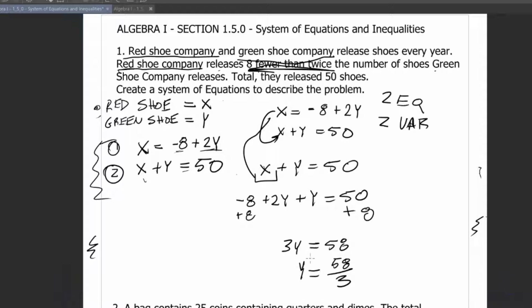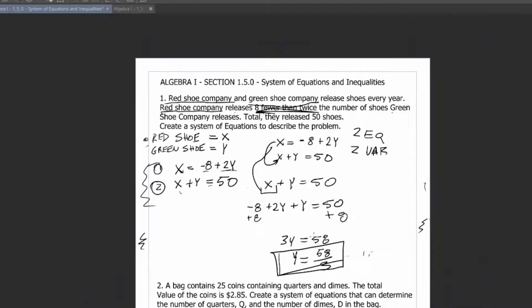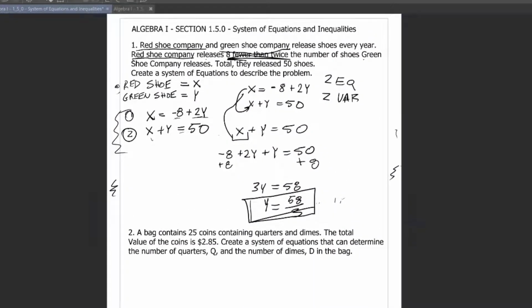And we won't go into too much how this might not be like a real number. This might be, I'm going to make something up, 18.3 or something like that. And you can't have 0.3 of a shoe, so you'd probably round down here, but it depends what the test is looking for. So Y equals 58 over 3 for that one. Okay, zoom out. Let's look at the work here.